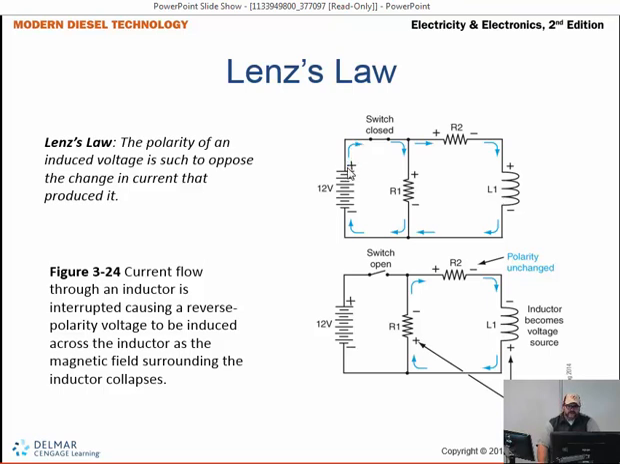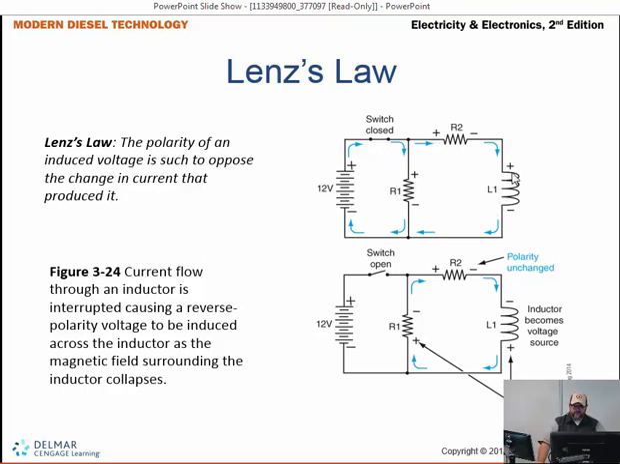So let's look at this circuit here. As we go through the circuit, we're going from positive to negative. So we come up, we go through the closed switch, we go through this path here, and we come back. Because we're in parallel, we're also going to come up, go through this resistor R2, back through L1, and back to ground. Okay, so we have two different things happening there. Now, when we open the switch, we're going to see a phenomenon here.